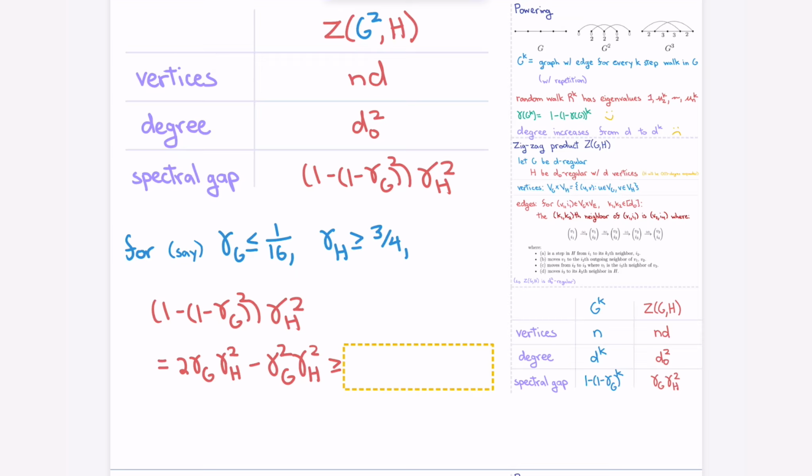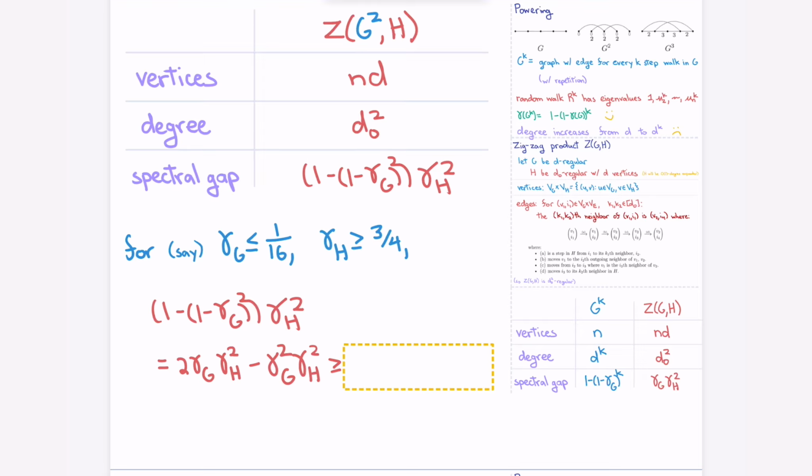Now the key thing here: gamma G is small. We're not done if gamma G is small. So this 2 gamma G is going to dominate the gamma G squared. So this is basically 2 gamma G gamma H squared. You basically double, but then you give up 3/4 squared. And 3/4 squared is a little more than 1/2, 9/16. So you double, you give up a little less than 1/2. So overall, you make progress.